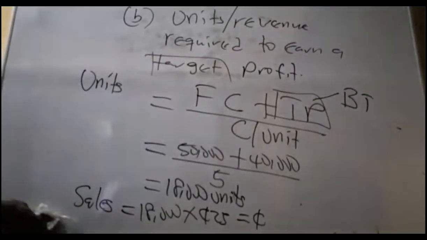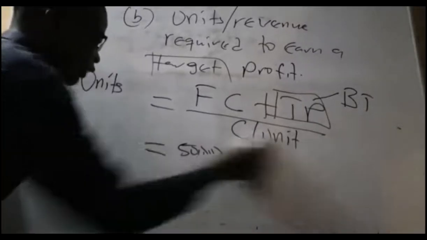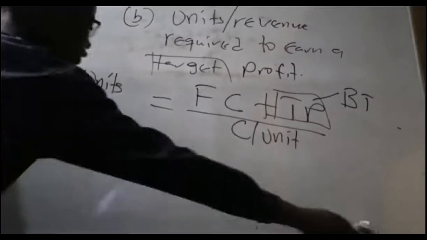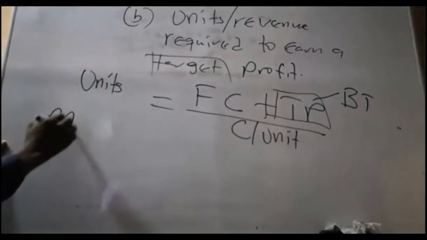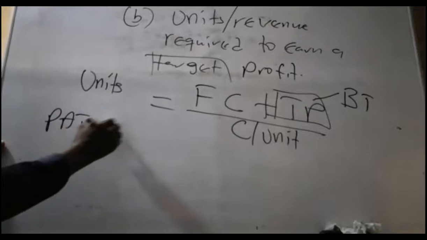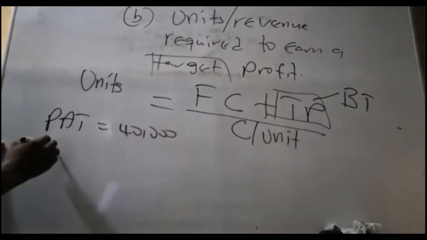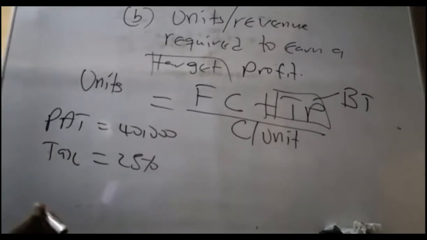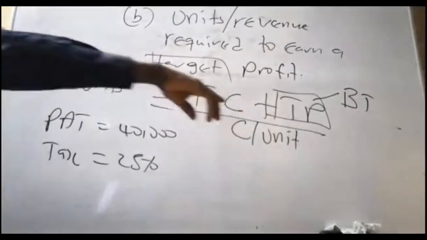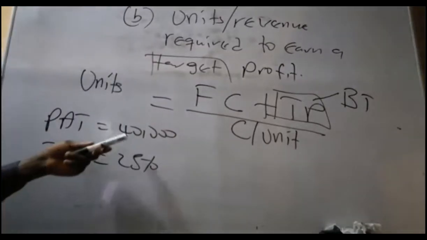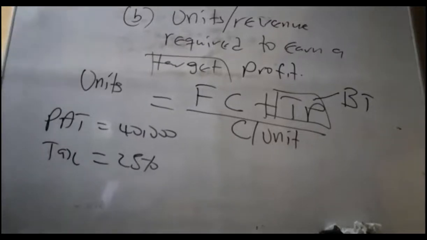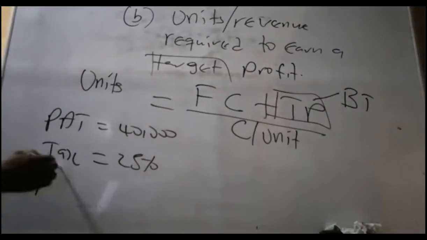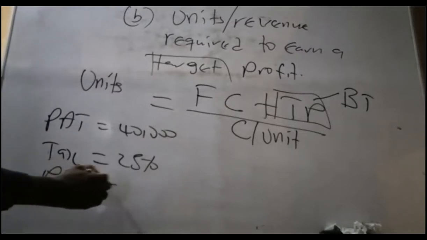So let me just assume the same question, we are solving it again. I'm just assuming that the examiner said profit after tax of 40,000. If the tax rate is 25%, then it means that we have to convert this profit after tax into profit before tax. Can you try for me? The profit after tax is 40,000. The tax rate is 25%. So profit before tax is equal to question mark.